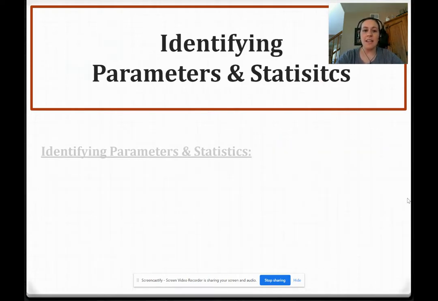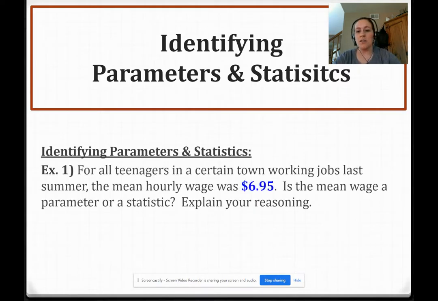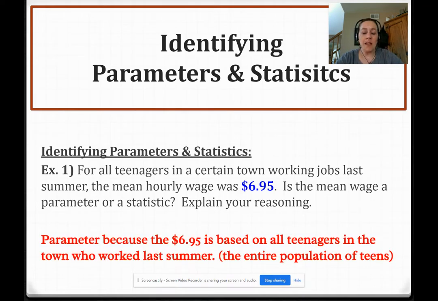All right, so let's try and identify some parameters and statistics. Example 1. For all teens in a certain town working jobs last summer, the mean hourly wage was $6.95. Is the mean wage a parameter or statistic? Explain your reasoning. Basically, we need to decide, does that measurement of $6.95 represent the population or only a sample or a subset of the population? Here I would say parameter, because the $6.95 is based on all teenagers in town who worked last summer. It's not referencing only a subgroup of the teenagers, it's referencing all of them. So that's the entire population of teens.